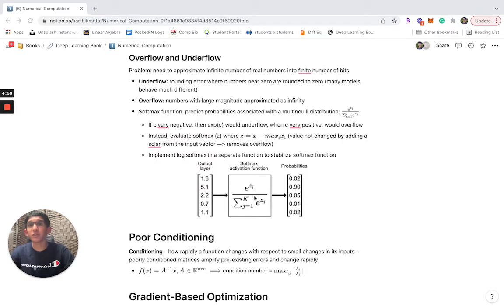Starting off, underflow is when there's a rounding error where numbers near zero are rounded to zero. So a very small number like 0.001 is just equal to zero in the eyes of the machine learning model. Although this may seem trivial, it actually leads to a lot of big problems when running machine learning models. Same thing with overflow. If it's like 999,000, then it approximates to infinity. That can cause really big issues.